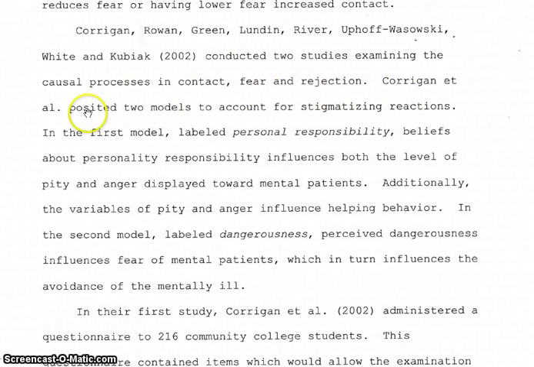Corrigan et al., and notice the use of et al., which basically means others, and depending on what source you consult, you'll find different guidelines regarding when you can use et al. So some sources will tell you if there are 5 or more authors, you can use et al. Some will tell you if there are 6 or more authors, use et al.